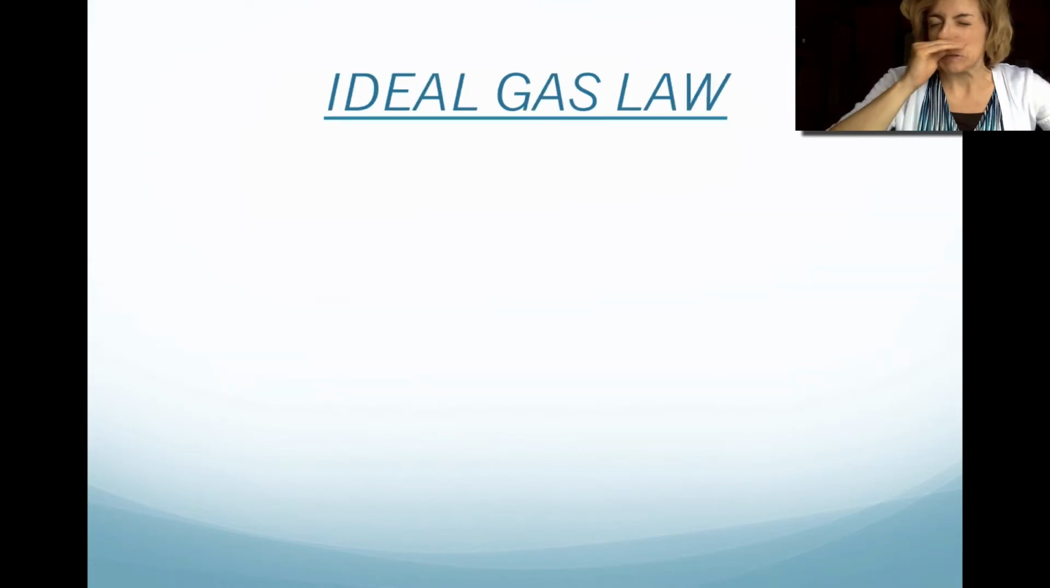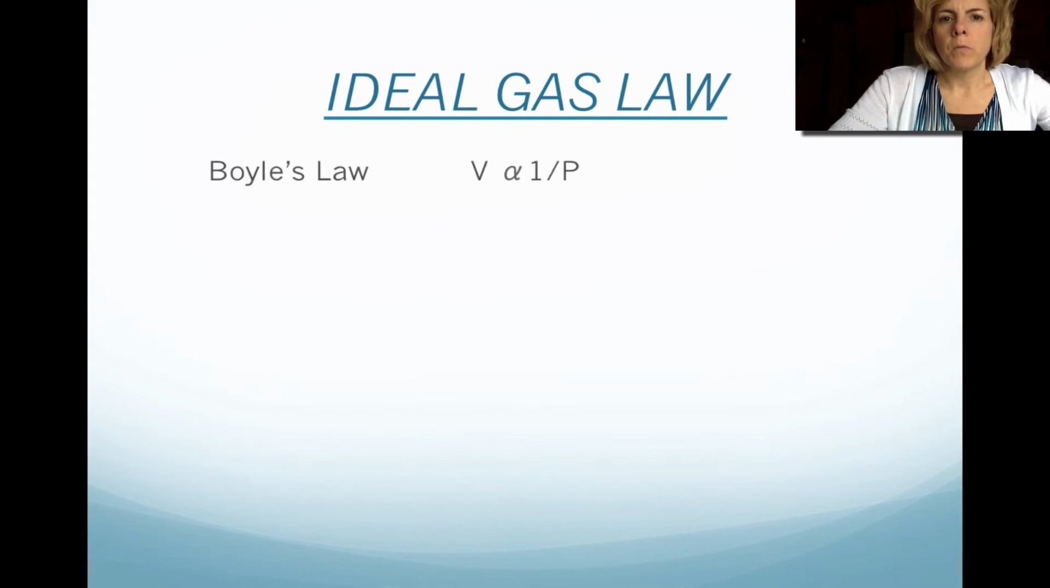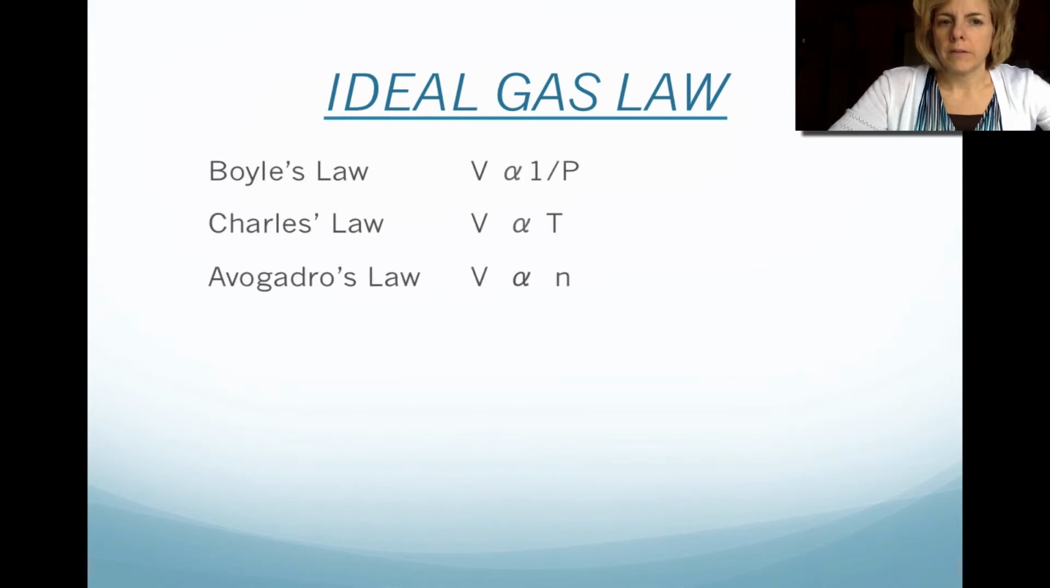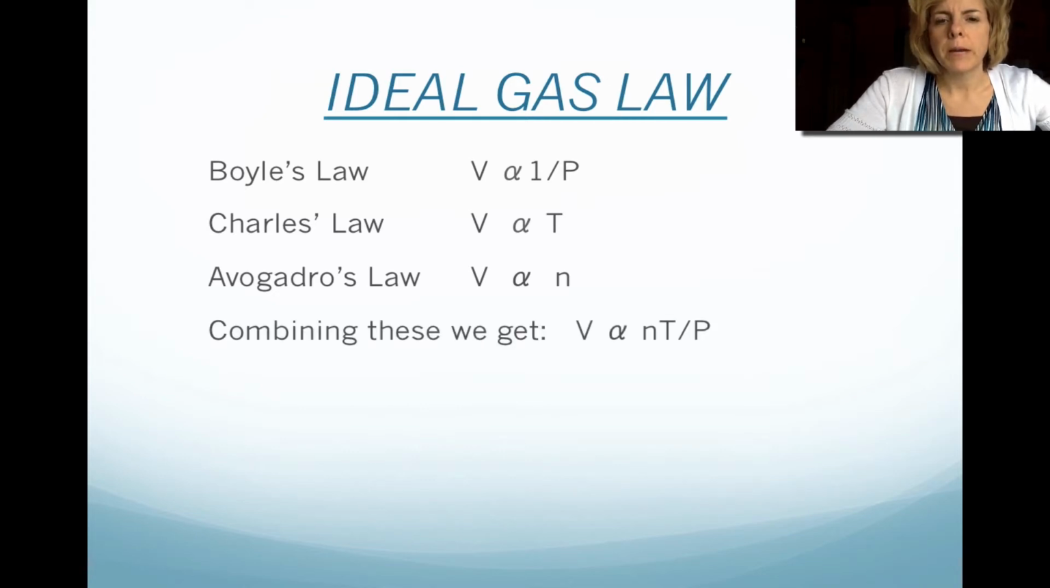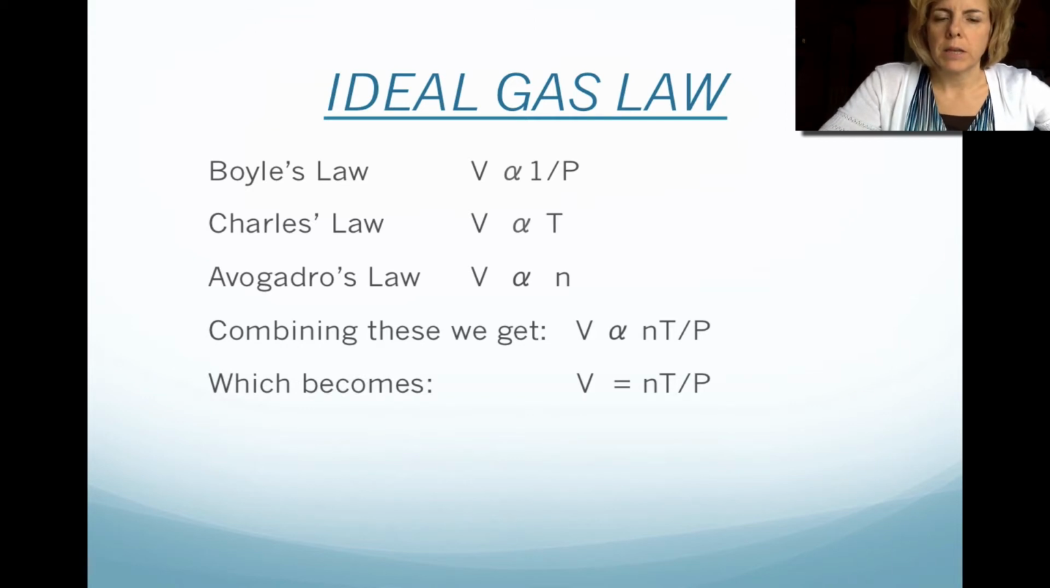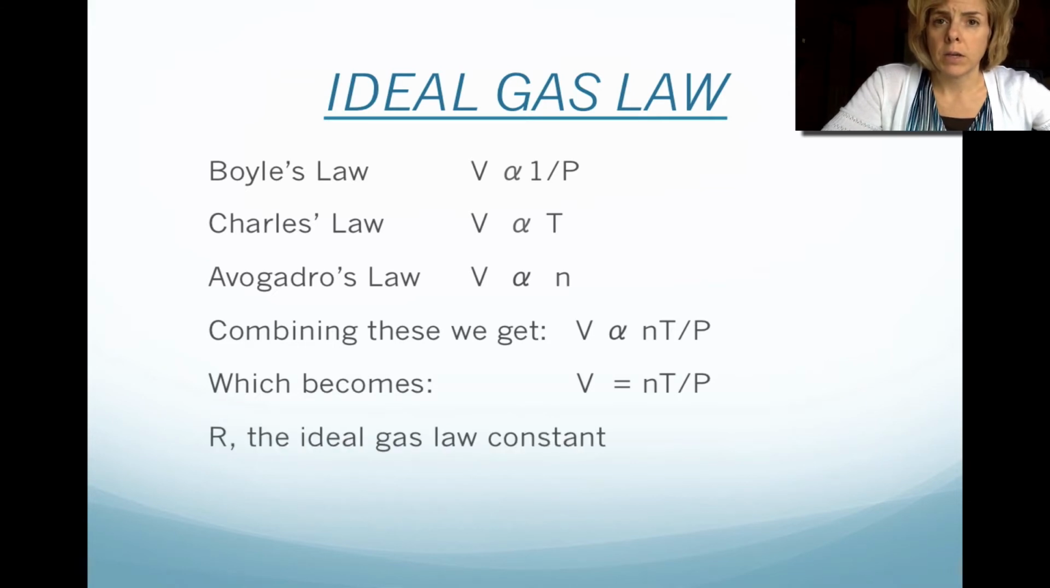Now this is section 2 of your book. We're going to take all three laws, Boyle's law, Charles' law, and Avogadro's law, and relate them to volume. That symbol in the middle is called a proportion. We can combine these three together, and we get this equation here. And we can take out that proportion sign and make it an equal sign. In order to do that, we have to get a constant, and we call that the ideal gas law constant. Notice it has the letter R, so anytime you see the letter R, we're talking about the ideal gas constant.